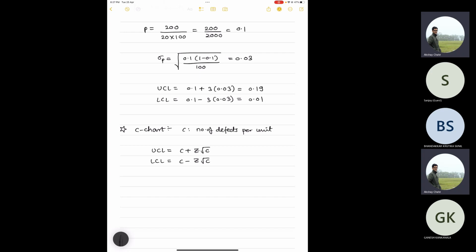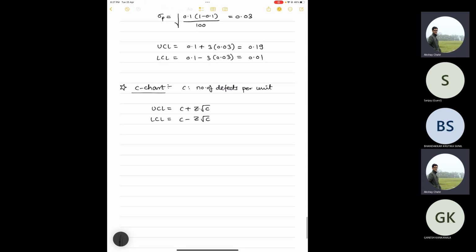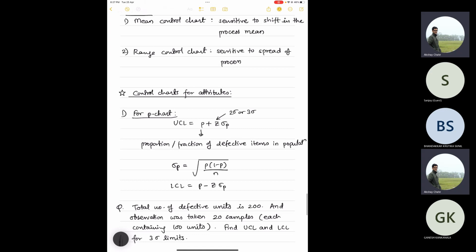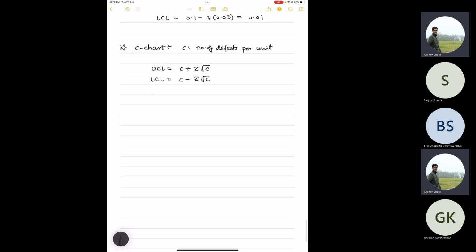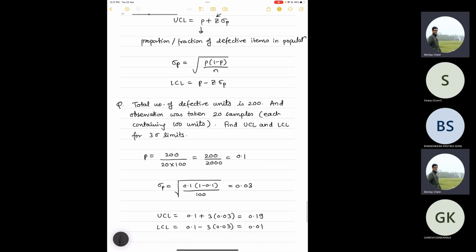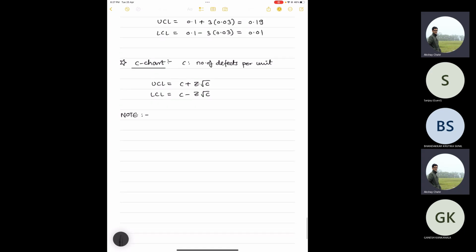I can take one example, but I don't think we have time. So one note you can take here: sometimes, when you do the subtraction for LCL, which is C minus Z root C, or for the P chart, P minus Z sigma P, it may happen that LCL becomes negative after subtraction. In that case, you just take LCL as 0. That is the lower limit that you can set. And that's how you go ahead and solve these problems.